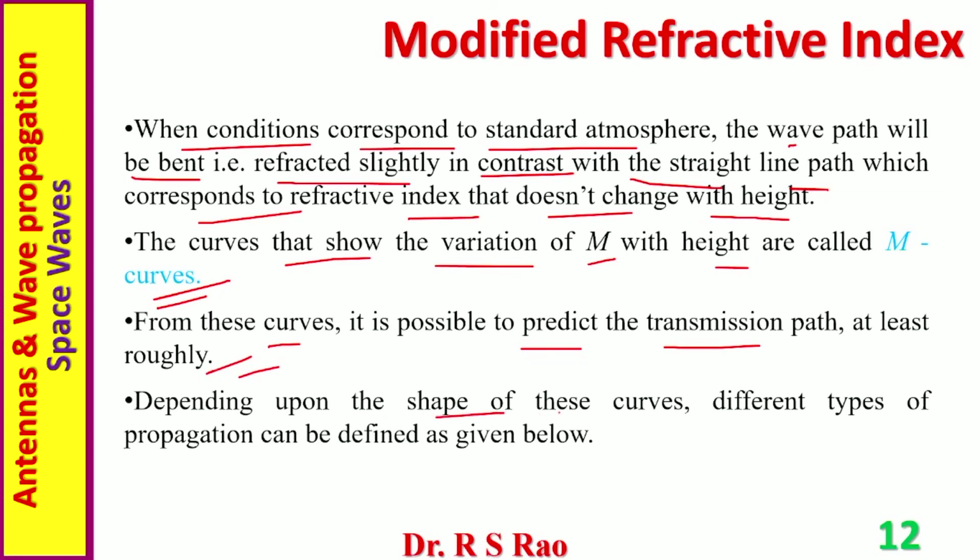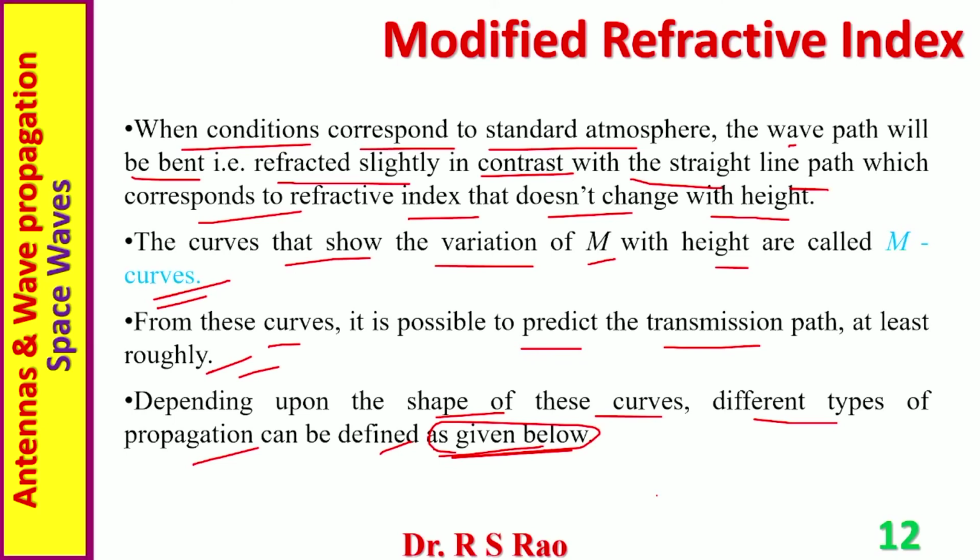Depending upon the shape of these curves, different types of propagation can be defined. So what is the point here? Space waves are supposed to travel in straight lines, but under the impact of index change with the height in the troposphere, the wave paths are not truly straight lines. The paths get bent, and for satisfactory functioning of the link, we have to place the receiving antenna in the path of the incoming wave.